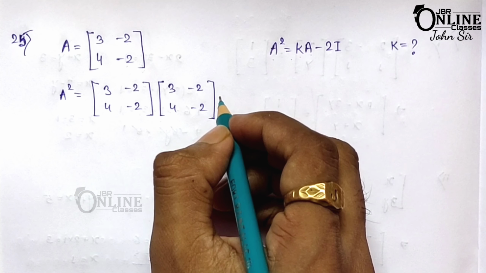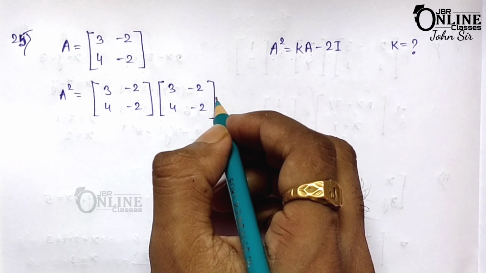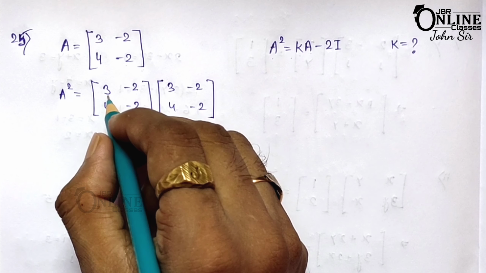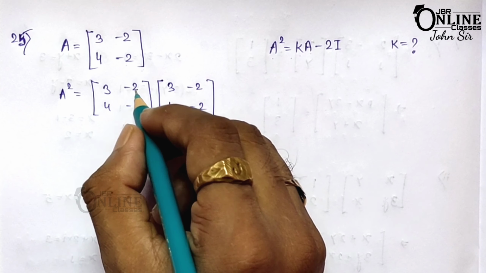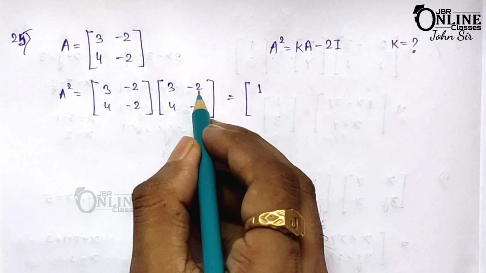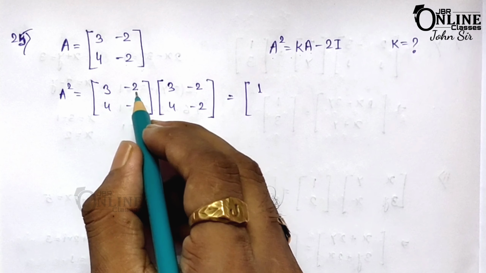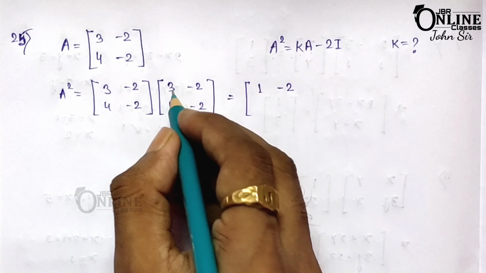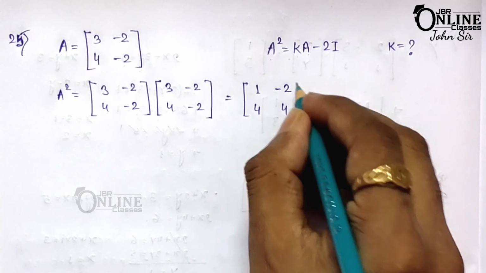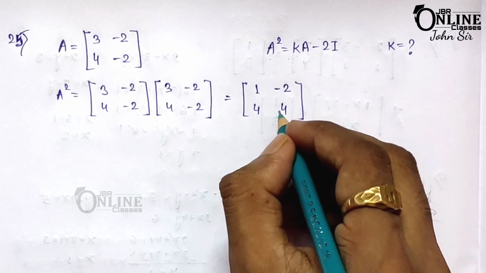Okay. So now whenever you multiply this one, so 3 into 3, 9, and then here 4 into minus 2, that equal to minus 8. So it becomes here 9 minus 8, that equal to 1. Then next 3 into minus 2, minus 6, it will be plus 4. So it becomes minus 2. Then 3 into 4, 12, minus 8. So it becomes 4. And the last one will be here 4 into minus 2, minus 8, here plus 4. So it will be also 4. So 1 minus 2, 4, 4.